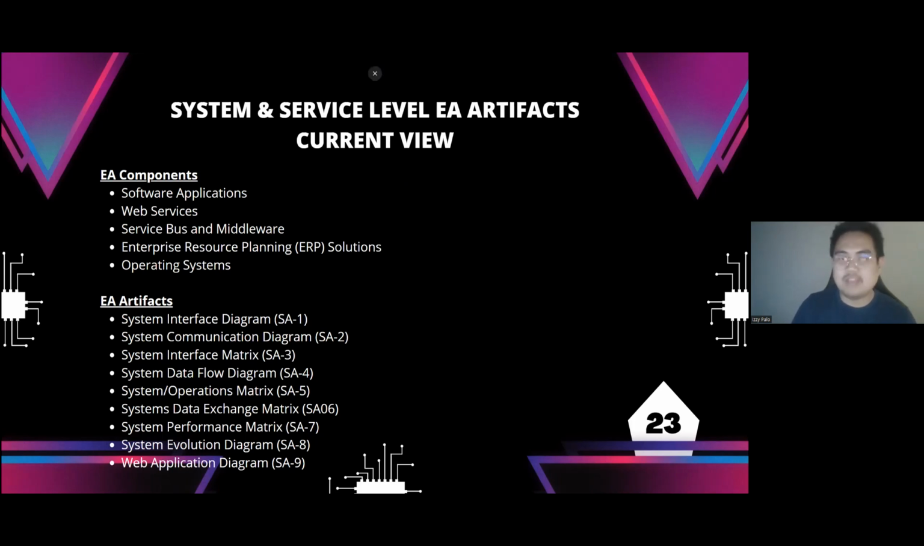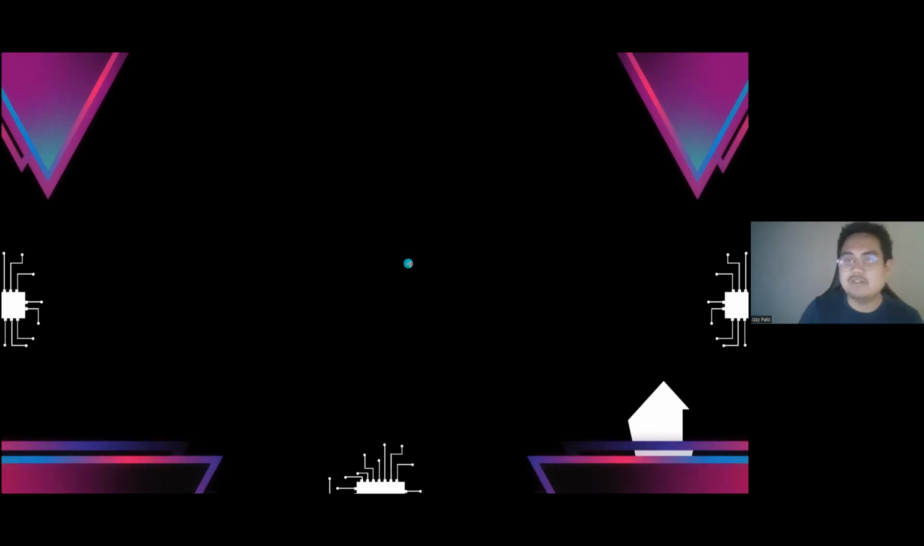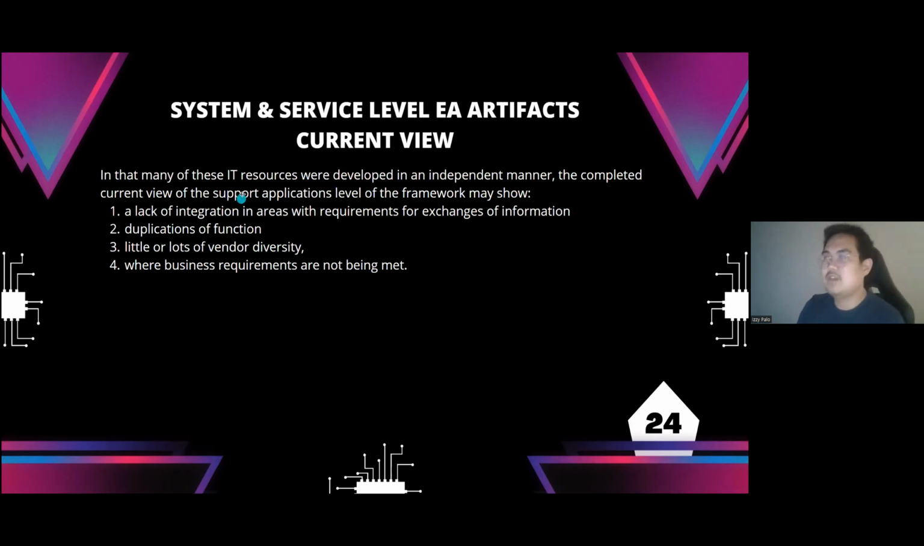The current view of IT systems and applications should show an accurate picture of the software applications, front or back end services, and operating systems that the enterprise currently has active in its IT operating environment. Since many IT resources were developed in an independent manner, the completed current view of the support applications may show a lot of integration gaps in areas with requirements for exchange of information, duplications in function, lots of vendor diversity, and places where business requirements are not being met.